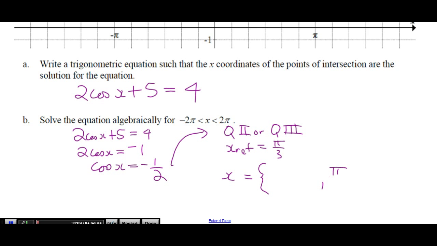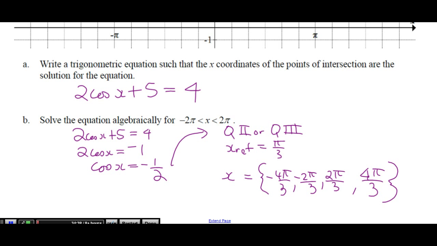Okay, so let's do this. We're in quadrant 2, so that's going to be 2 pi over 3. We're in quadrant 3, where that's going to be 4 pi over 3. And we're going to go minus 6 pi over 3, so that'll give me negative 2 pi over 3. And we'll go negative 6 pi over 3, which will be negative 4 pi over 3. And there's your solution. Okay.